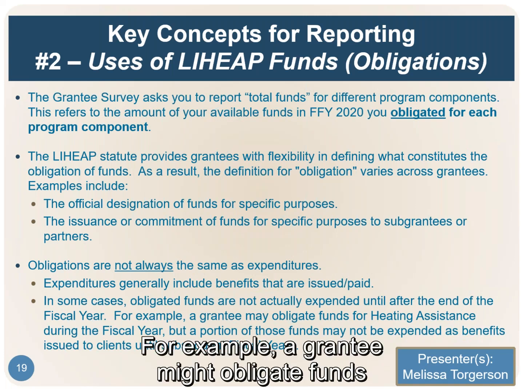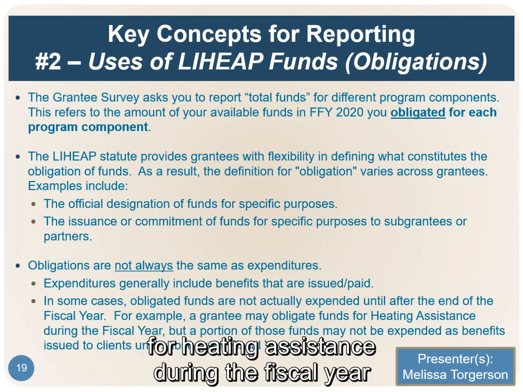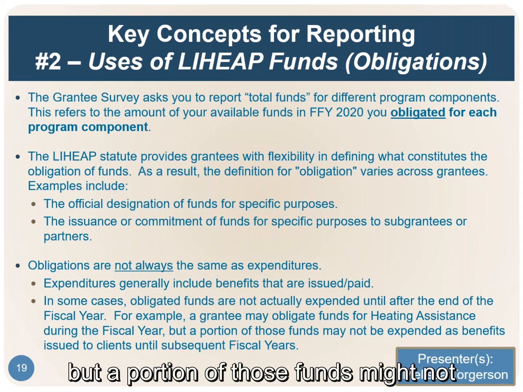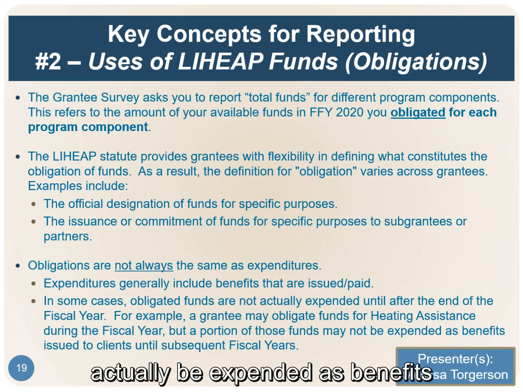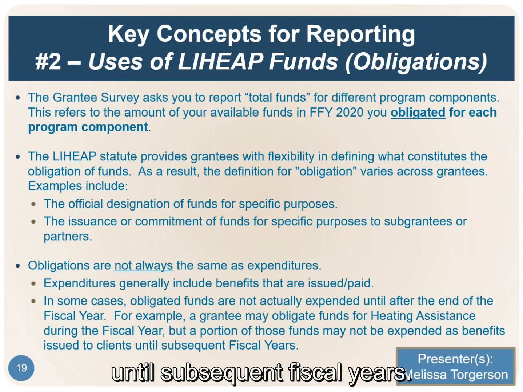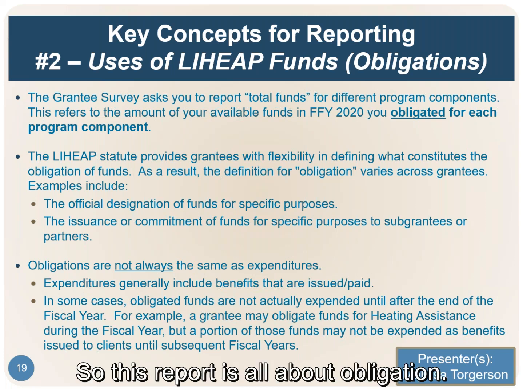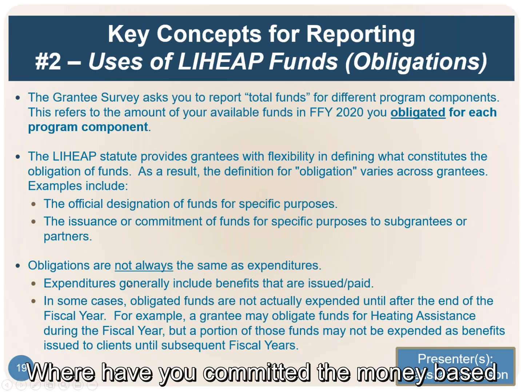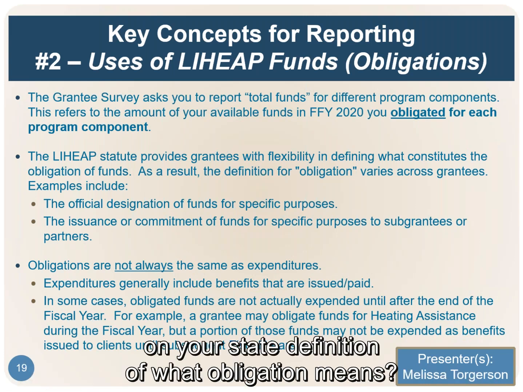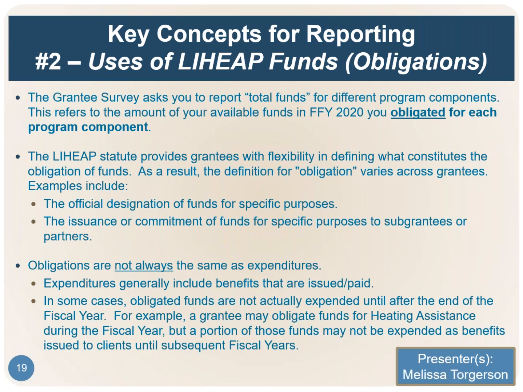For example, a grantee might obligate funds for heating assistance during the fiscal year, but a portion of those funds might not actually be expended as benefits until subsequent fiscal years. So this report is all about obligation. Where have you committed the money based on your state definition of what obligation means?